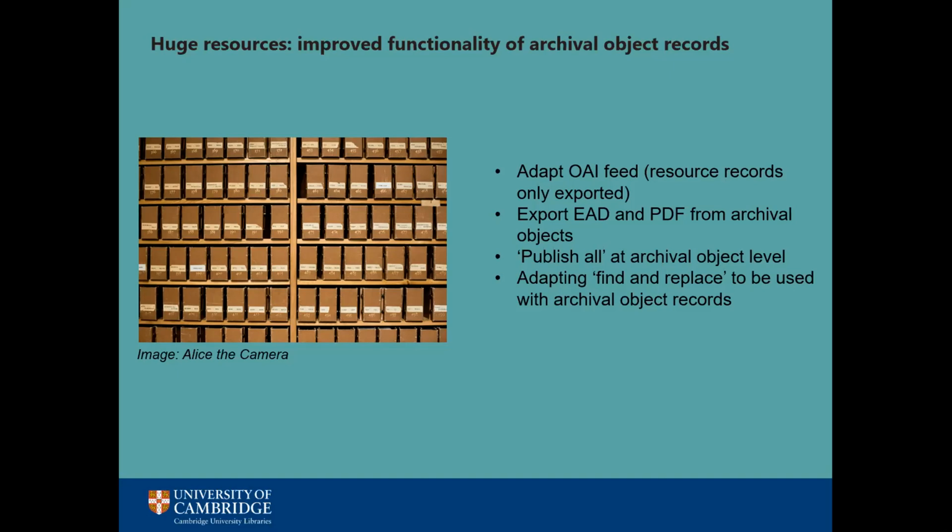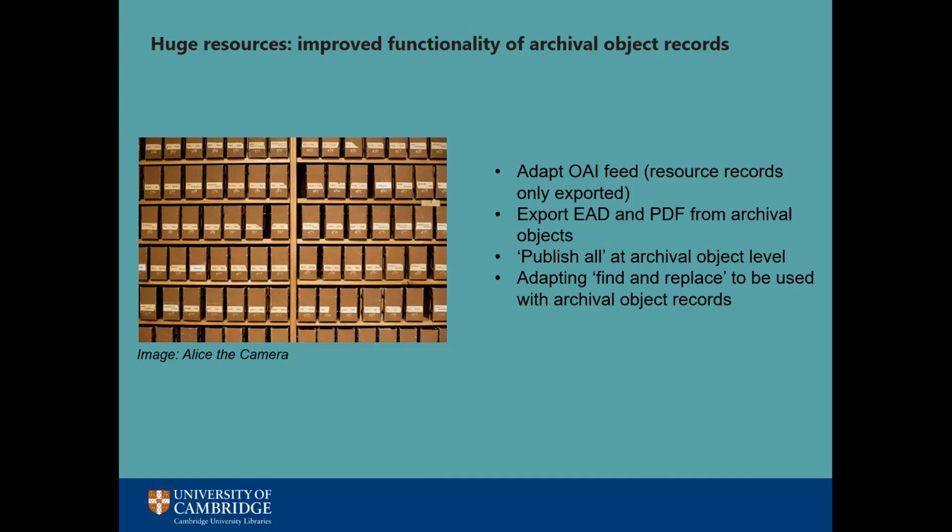But it's also meant that we ended up with some massive resources. So, for example, the University Archives catalogue has over 90,000 records in it. And that means much less functionality for the archivist, especially relating to publishing sections of catalogues. We also found that our system wasn't able to cope with exporting our largest collections as EAD or PDFs just because of their size. So we made several changes to increase functionality at archival object level and to make these very large resources much easier to work with.